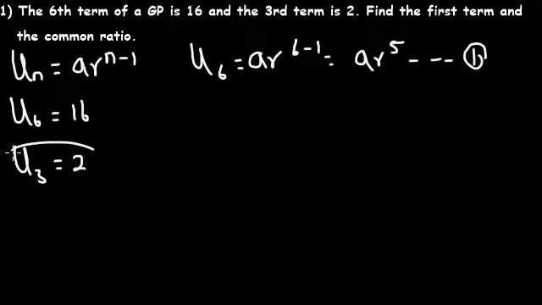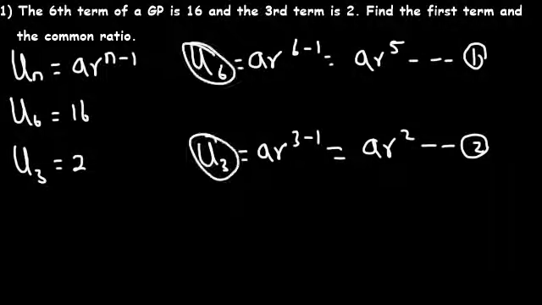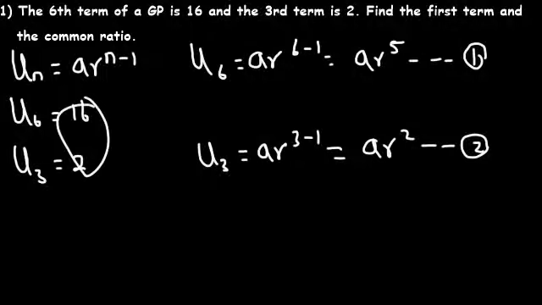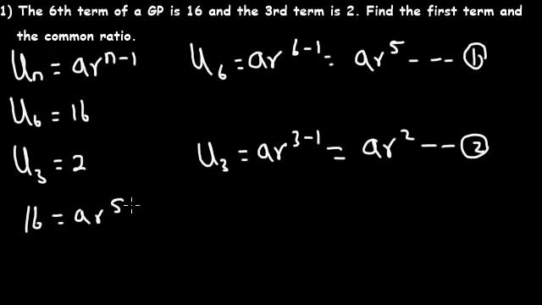Similarly, if u of 3 is not given, then to find it, we would have done u of 3 equals a r to the power of 3 minus 1, which is a r to the power of 2. That will be equation 2. However, instead of u of 3 and u of 6, let's replace with these given values respectively. So therefore, we are going to have 16 equals a r to the power of 5. That's equation 1. And we are going to have 2 equals a r to the power of 2.